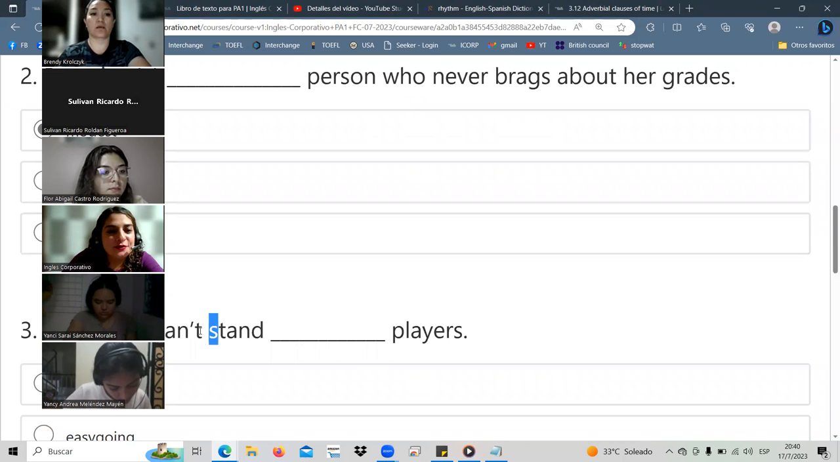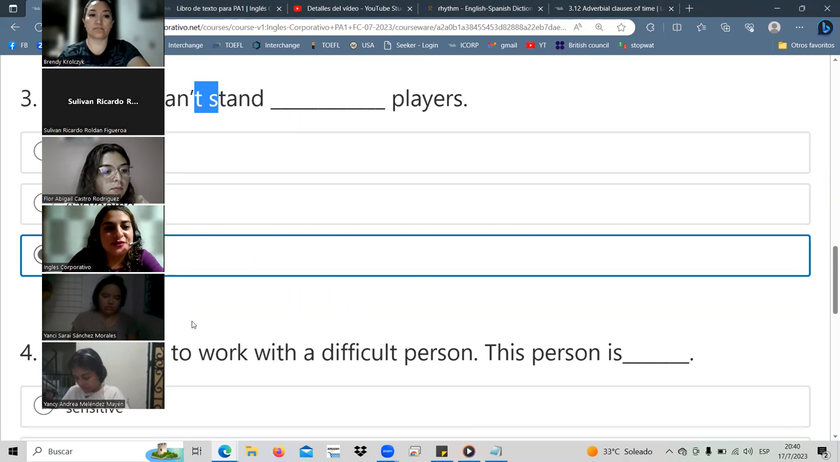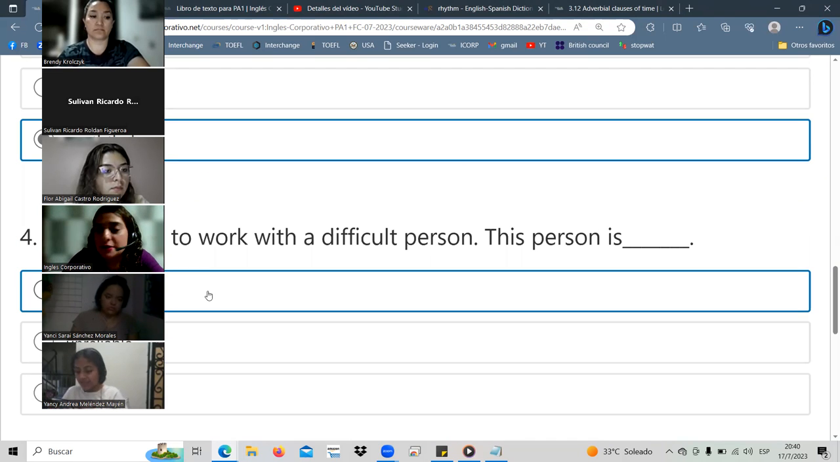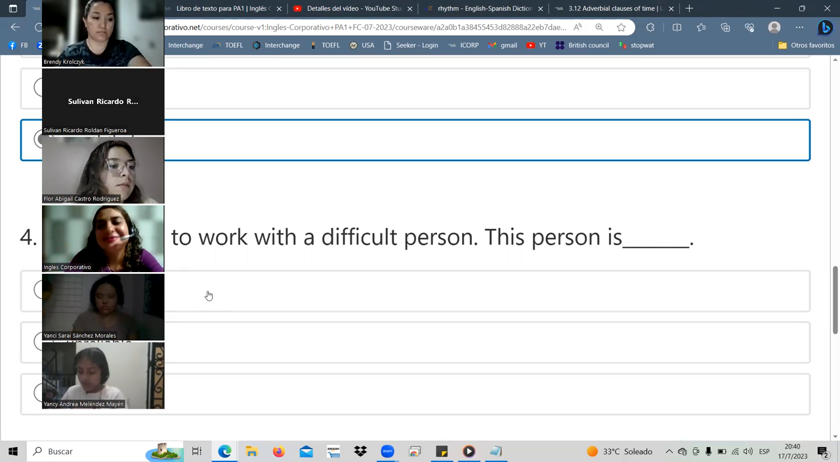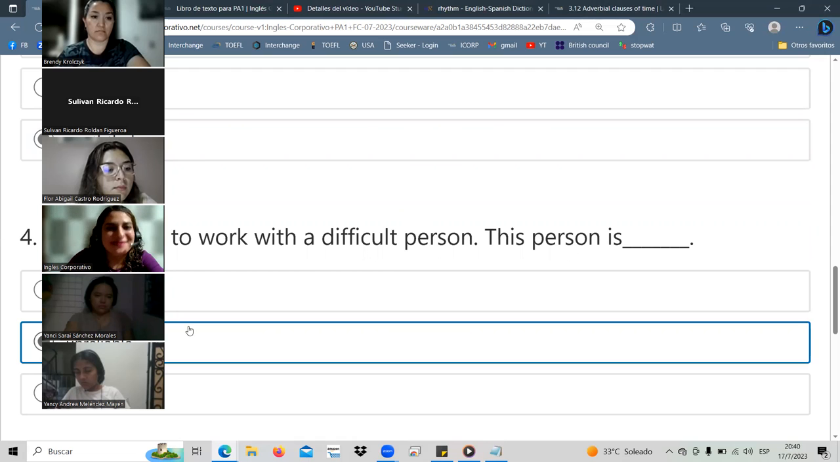Our... Solo acordémonos que aquí hacemos como link. Our coach can stand. Mm-hmm. Can stand. Egotistical players. All right. And number four, Sullivan. Yes. Go. I'm here. Okay. Hey, I don't want to work with a difficult person. This person is unreliable. Okay. This person is unreliable, right? Unreliable. Okay. Good. Thank you so much.